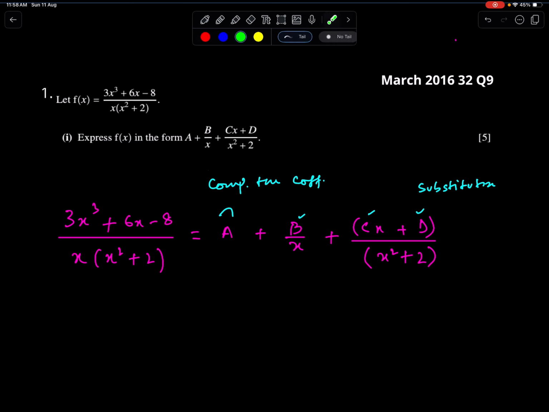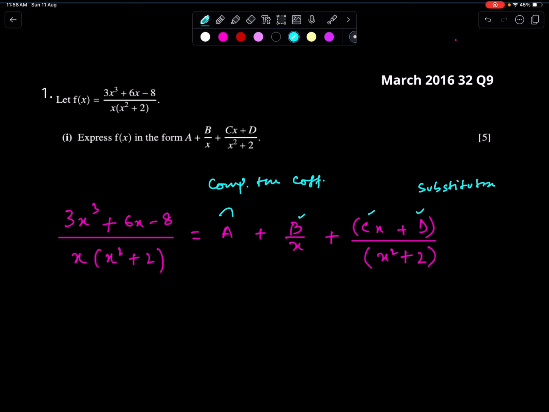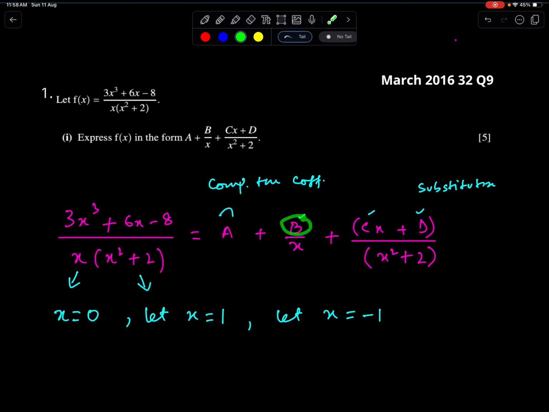In improper fractions, we find the value of this constant by comparing the coefficient method and the values of the remaining constants by substitution method. For substitution, we need values of x from the given factors. So from this factor, we are getting x = 0. From the quadratic, we are not getting any value. So we can suppose two values, x = 1 and x = -1, because we have three unknown constants for the substitution method.